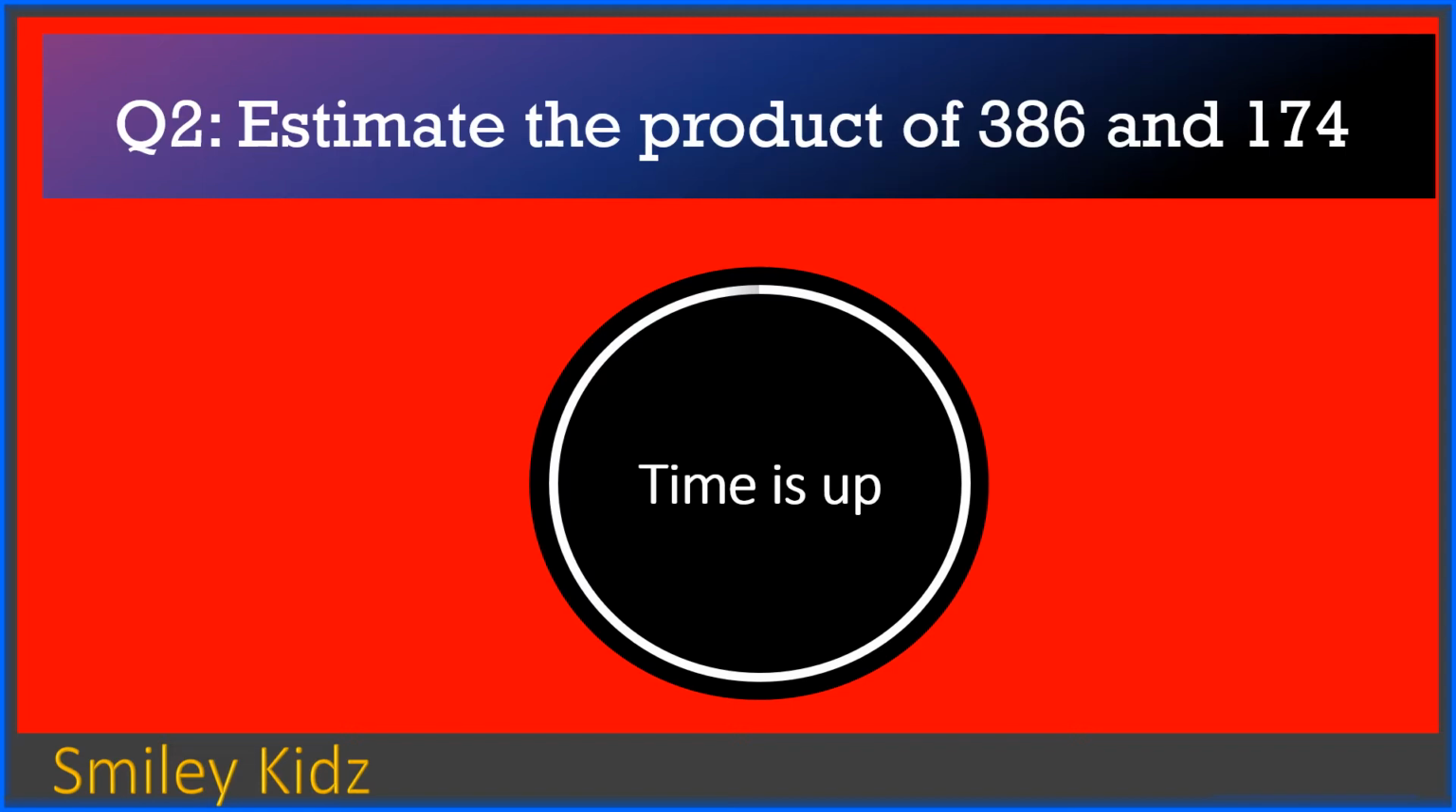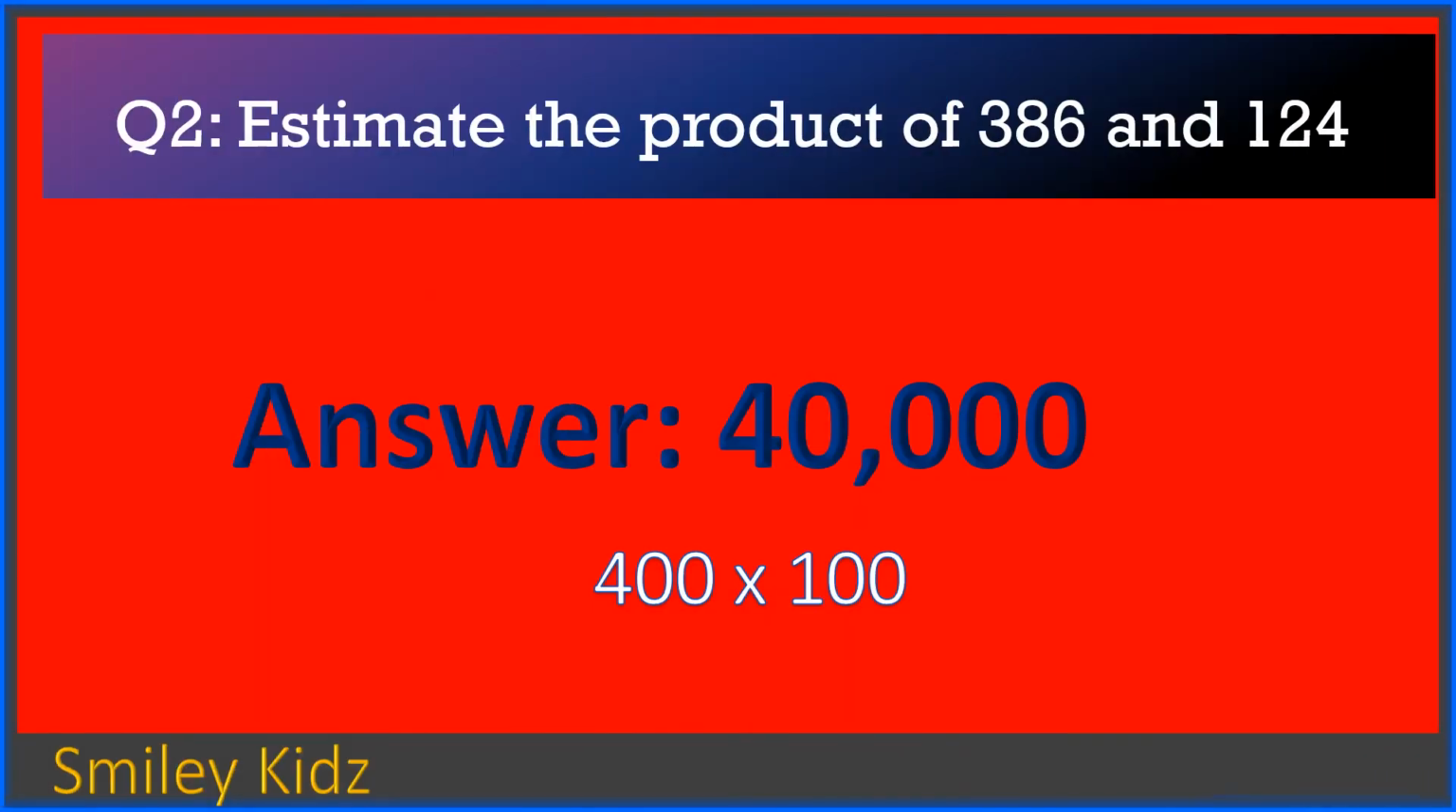Your time is up. And the right answer is 40,000. The product means multiplication. When we estimate 386, we get 400 and 174 gives 200. So 400 multiplied by 100 gives us 40,000.